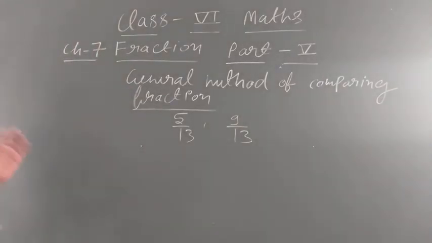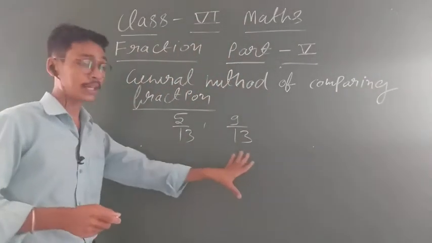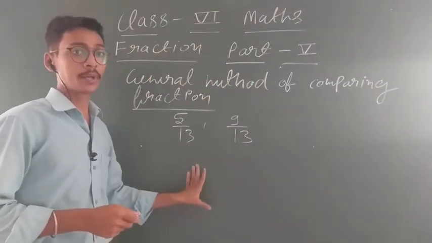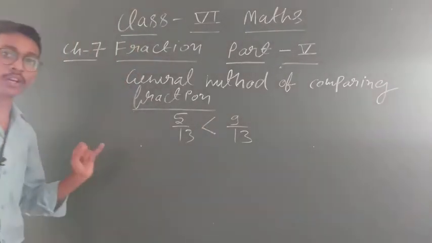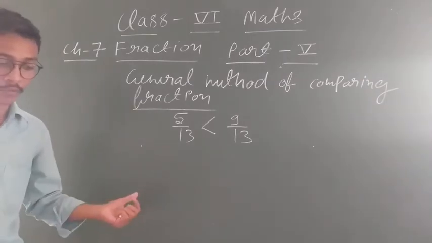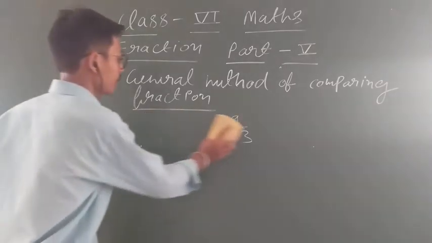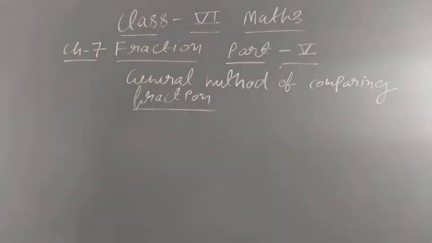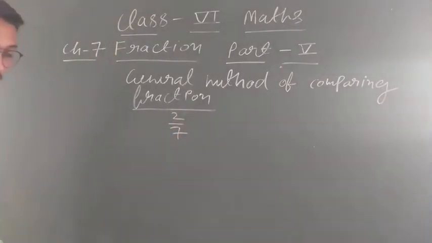Which one is greater? The first thing that will click in your mind: this is an example of like fractions because the denominators are the same. Simply we will mark the one with the greater numerator as greater. There is no need of solving anything. Okay student, this is about like fractions. Now, if the next thing is given, student, like 2 upon 7 and 2 upon 9.